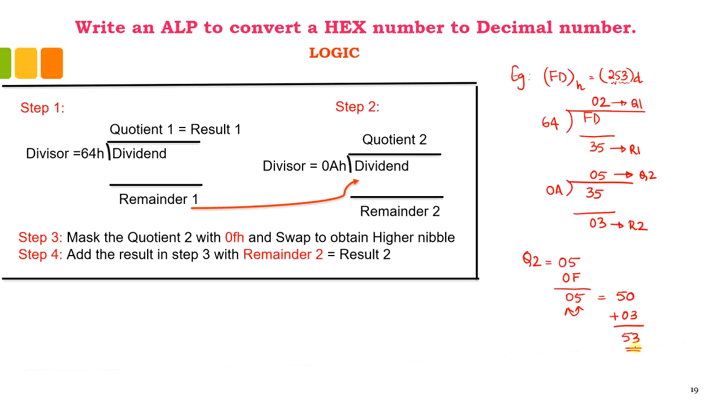Why we are doing it like this is because we cannot store this 253 completely into our memory location. It can store only 8 bits of data. We should be able to store the lower 2 digits and then the upper digits separately. So we will be using 2 different memory locations in order to do this.